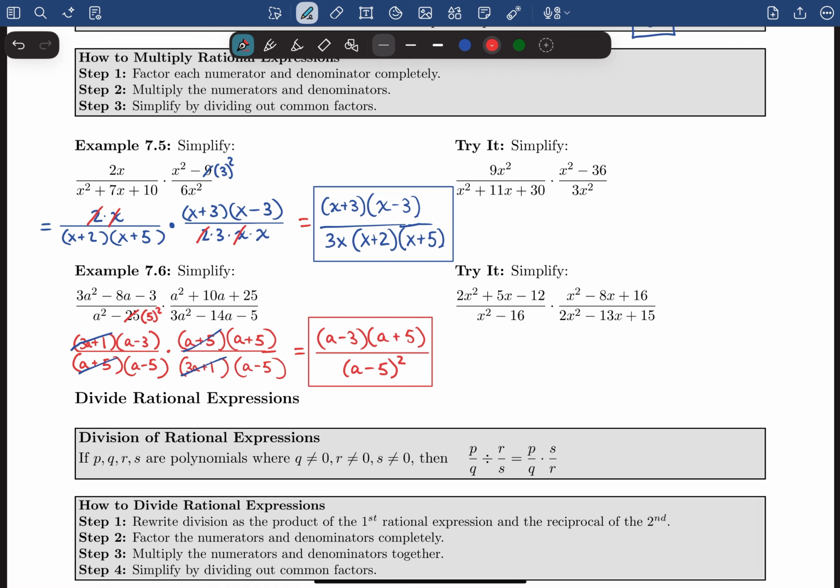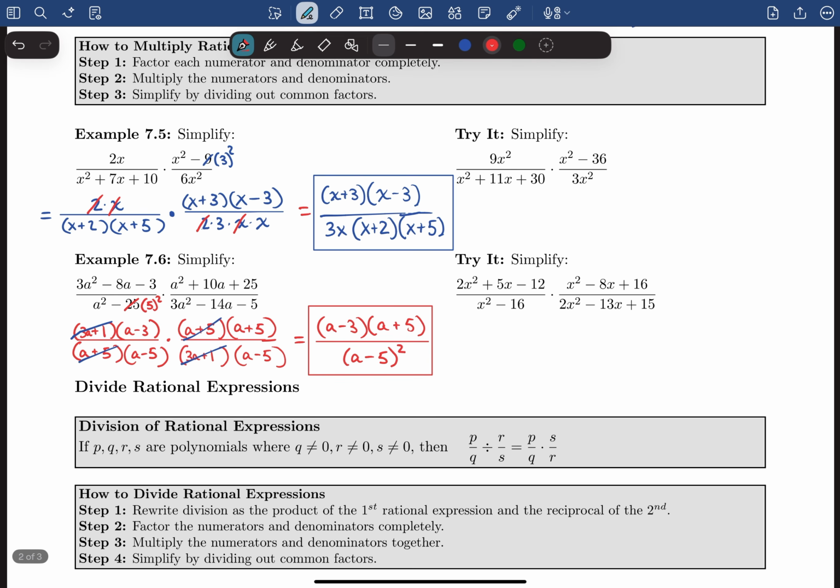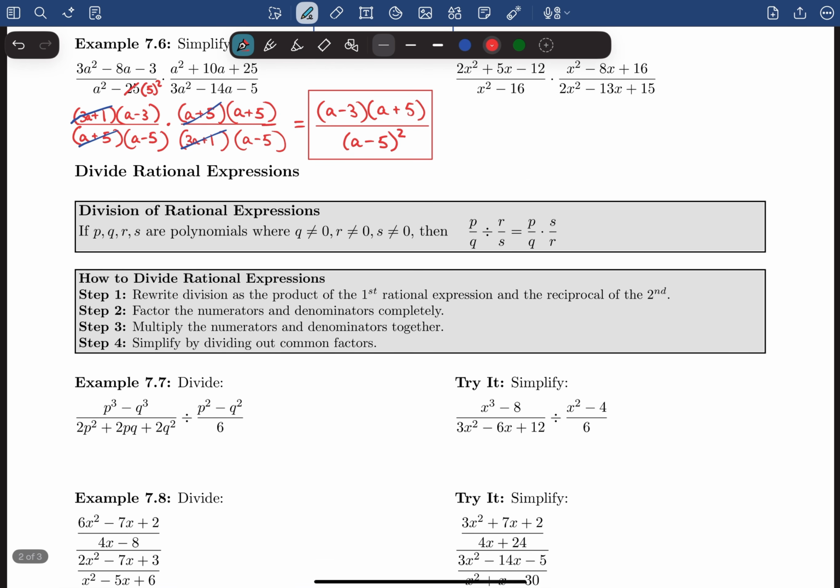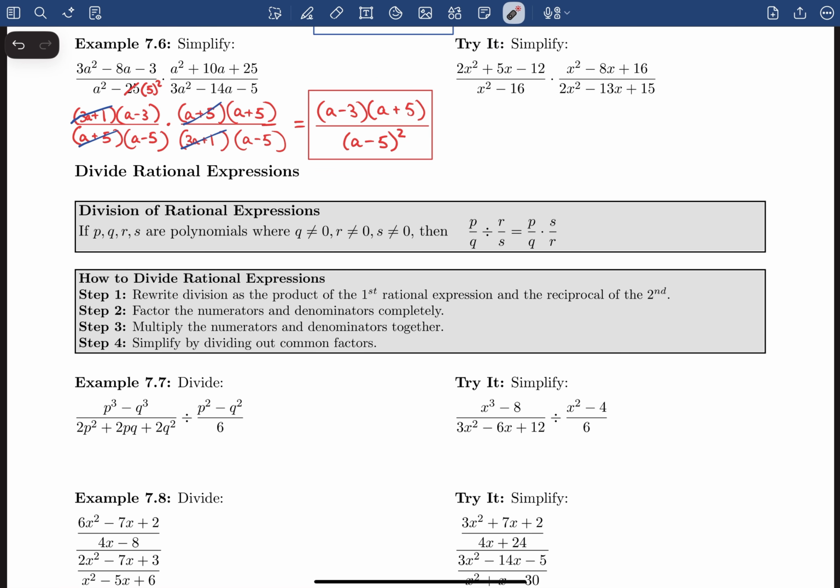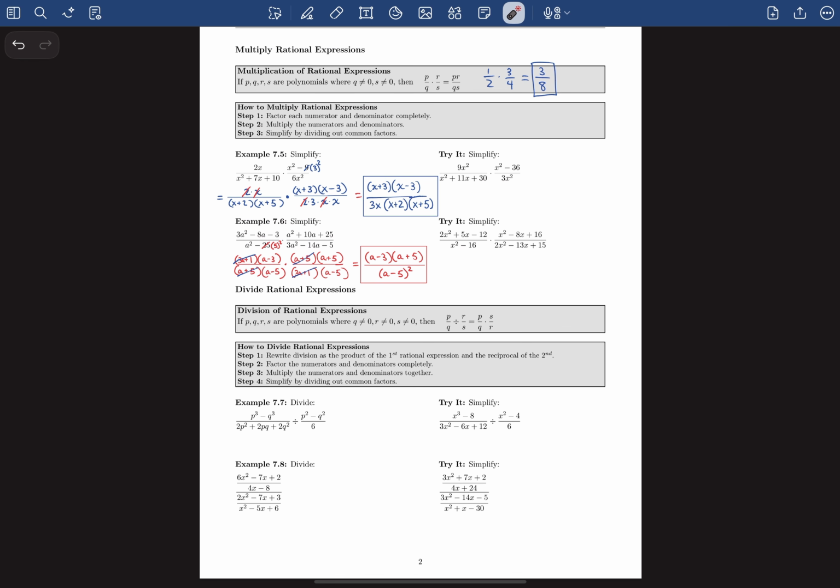So those were the skills you gained in chapter 6. If you feel like you need to go back and gain those skills, please feel free to go back to chapter 6 to study through those. Great, because now, instead of talking about multiplying rational expressions like we did up here in these two examples, we're going to talk about dividing rational expressions.